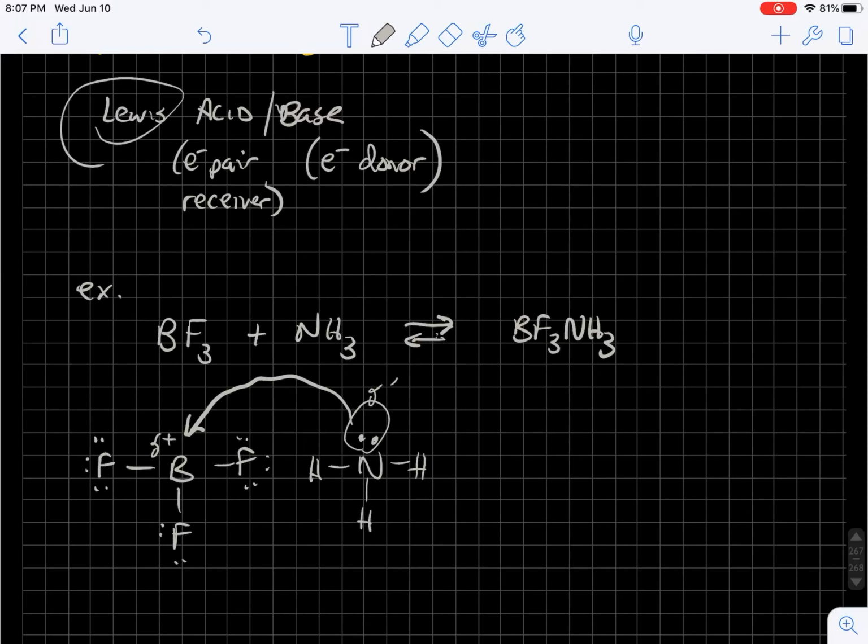Now, that's one type of Lewis acid base reaction. There's a lot of different types of Lewis acid base.